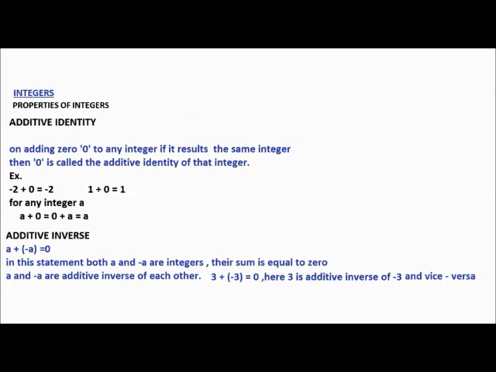Now additive inverse. We have to add something to an integer so that the value becomes 0. In this statement both a and minus a are integers. Their sum is equal to 0. A and minus a are additive inverses of each other. So for example, plus 3 plus minus 3 is equal to 0. Here 3 is the additive inverse of minus 3 and vice versa.